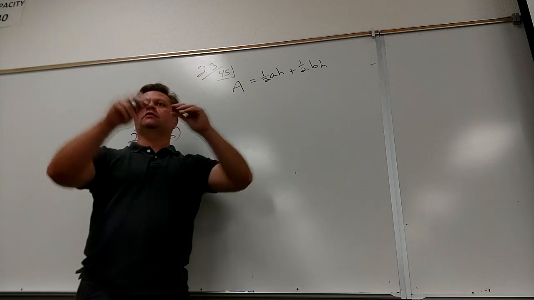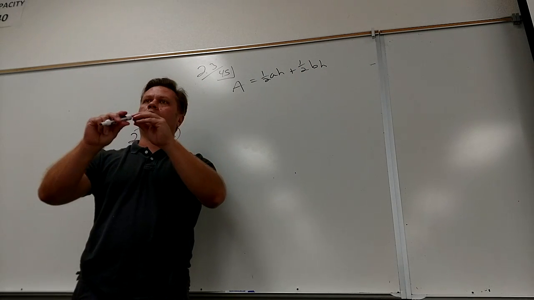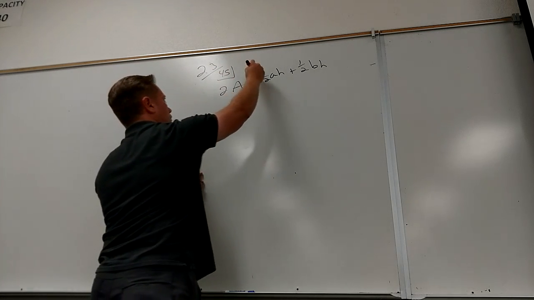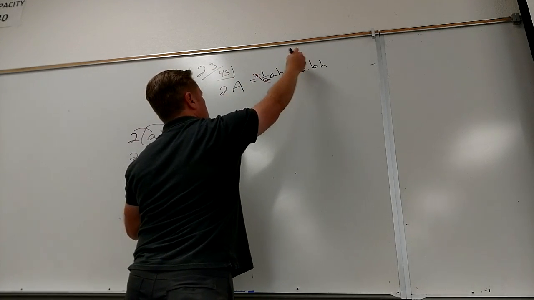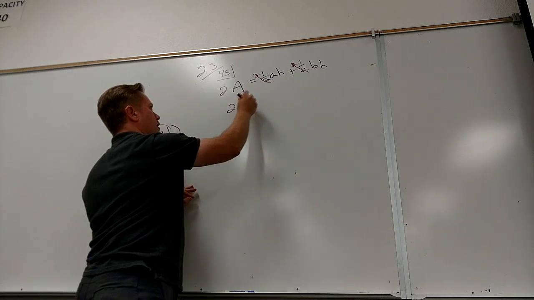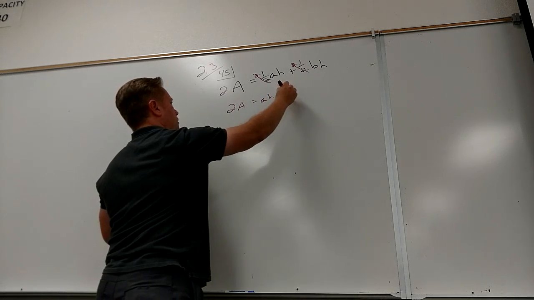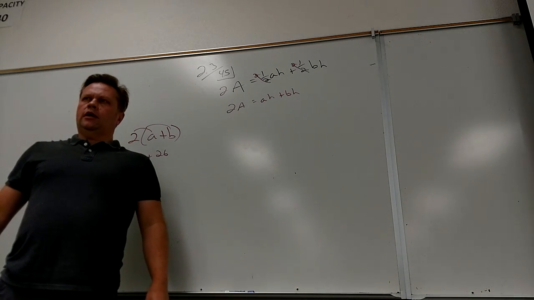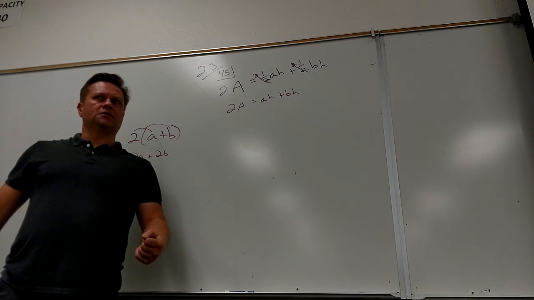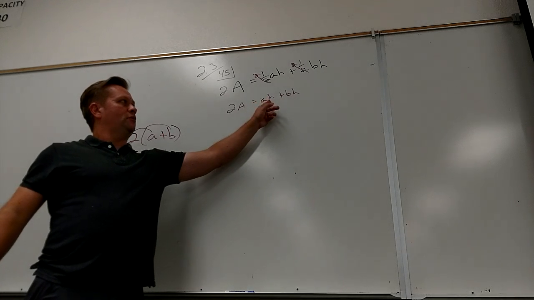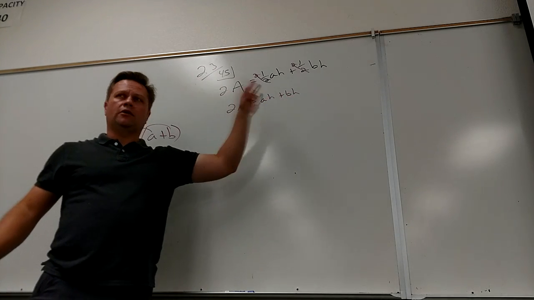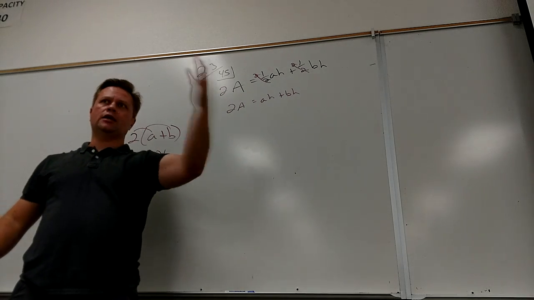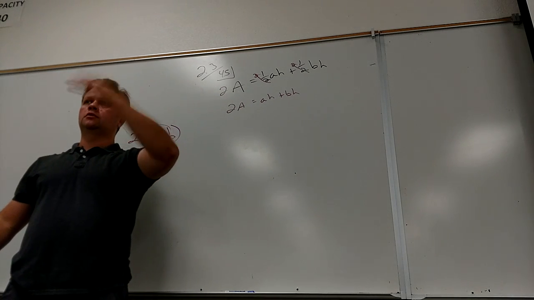So what can I do here? Well, first thing, let's kill the fraction. Just get that out of the way. Multiply everything by 2. Cancel. So you get 2a equals ah plus bh. I'm trying to solve for h. Somebody pointed out there are two h's. That's a problem, but there aren't really two h's. What can I do? I can take an h out. I can undistribute the h.